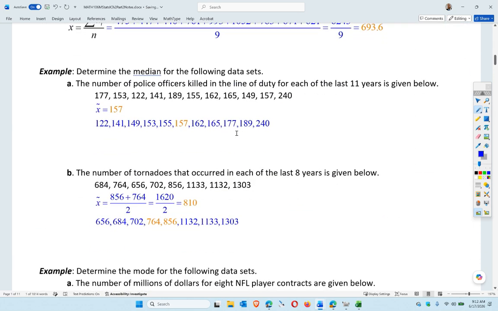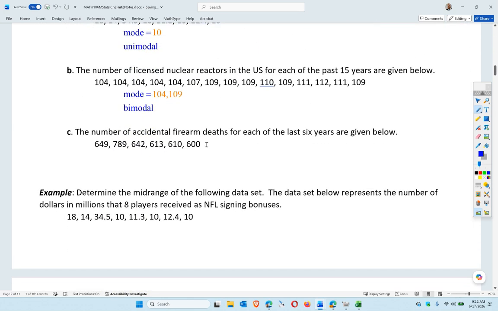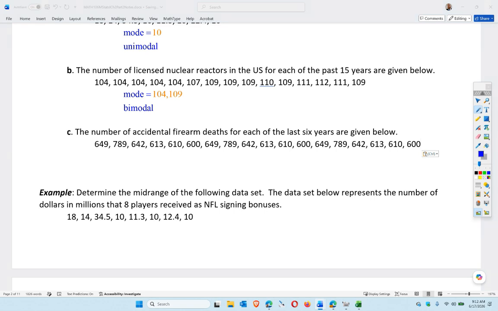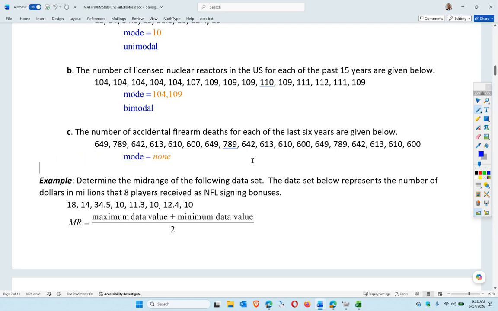Even if I double this list, every frequency is now 2, so it's still no mode. If I increase it again, every frequency is 3, and there is no mode. So for mode, just put none, which is the weird one, because if the frequencies are all equal, no value stands out. Where does that stop? I think it was 600 right there.